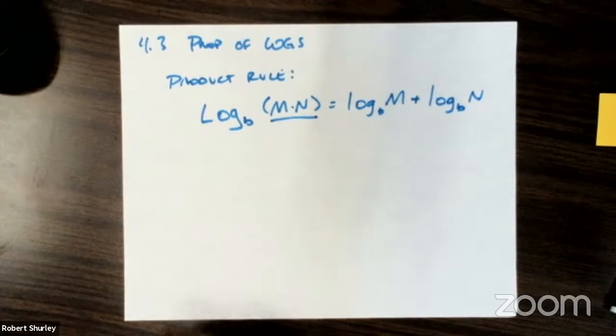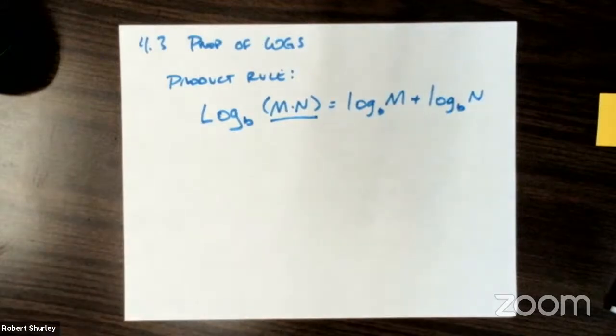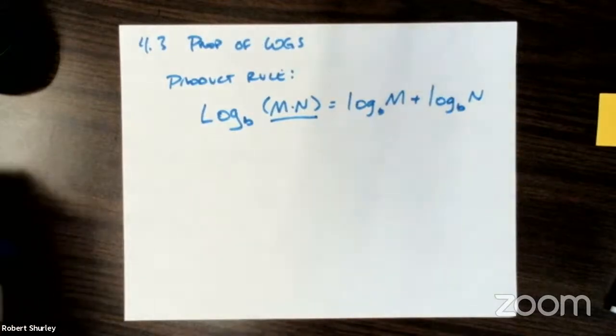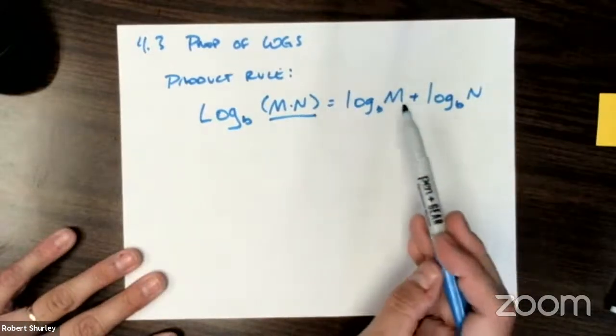This actually comes from the fact that it's an exponent. And remember, whenever you multiplied the same bases, you added the exponents together. That's really where it's coming from. We don't have to know that. We just have to know that if there's multiplication on the inside, it's addition on the outside.